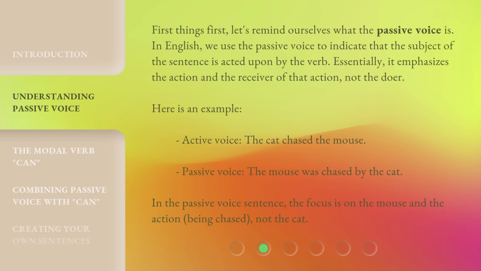First things first, let's remind ourselves what the passive voice is. In English, we use the passive voice to indicate that the subject of the sentence is acted upon by the verb. Essentially, it emphasizes the action and the receiver of that action, not the doer. Here is an example. Active voice: the cat chased the mouse. Passive voice: the mouse was chased by the cat. In the passive voice sentence, the focus is on the mouse and the action, being chased, not the cat.